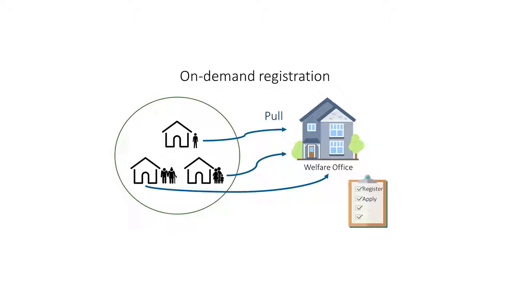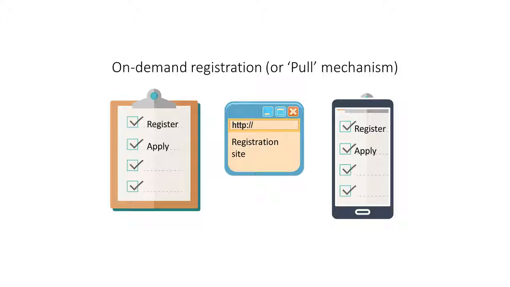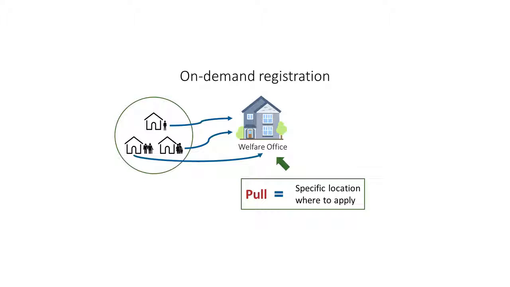The second registration type is on-demand registration, or we can call it a pull mechanism. This relies on households going to a local welfare office to register and apply for benefits. Modern approaches to on-demand registration include the use of online applications or mobile phone applications. A pull mechanism expects applicants to visit a specific location and apply for the scheme.